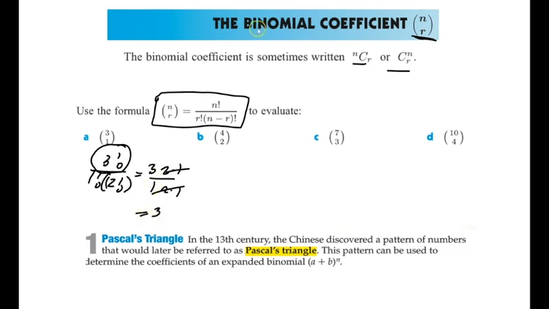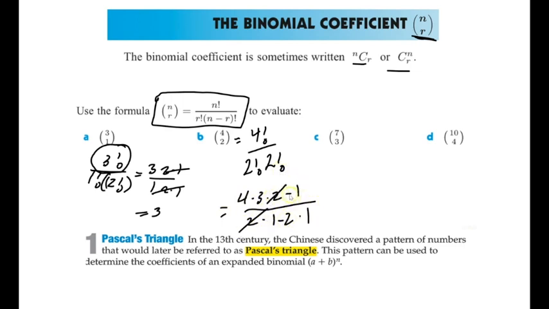Let's do a harder one. Let's do 4 over 2. Using the formula, it's 4 factorial over 2 factorial, and then subtract them: 4 minus 2 is 2 factorial. So the top is going to be 4 times 3 times 2 times 1. The bottom is 2 times 1. That one's 2 times 1. These cancel. And over here you can reduce if you want. Let's just multiply. 12 over 2, which is 6.